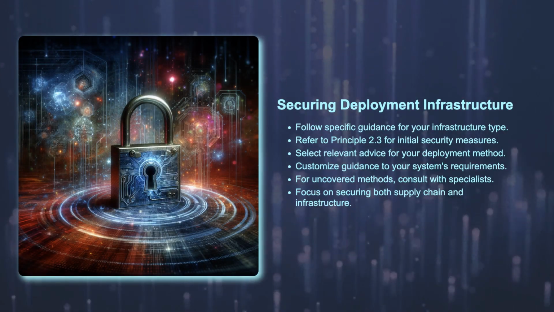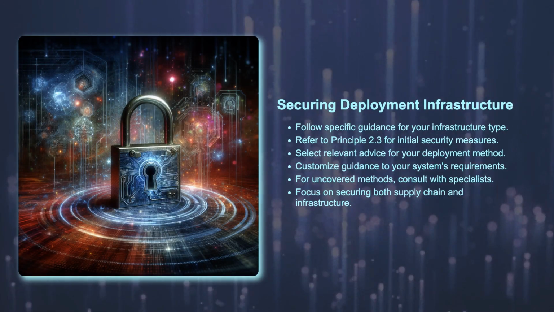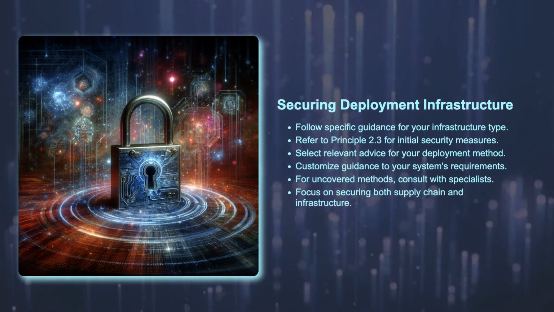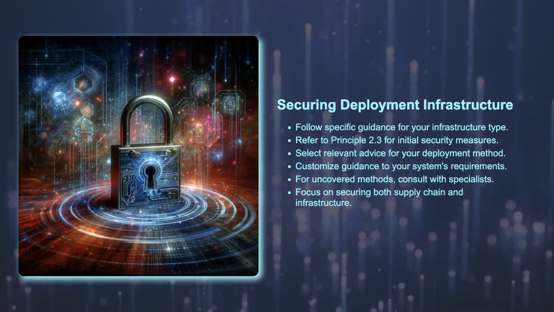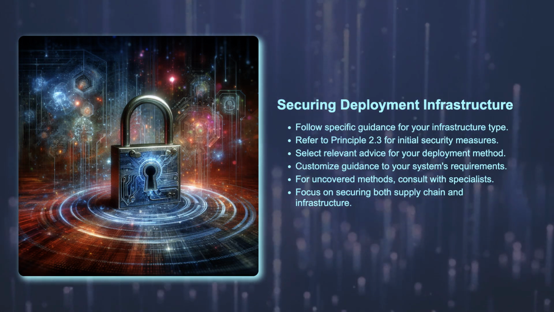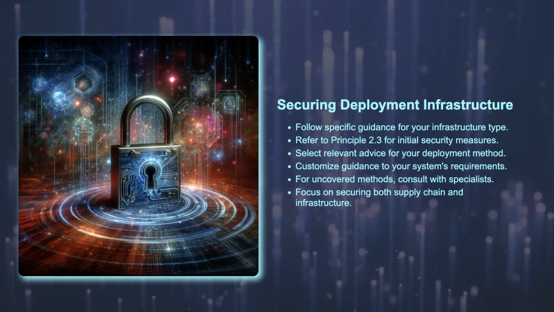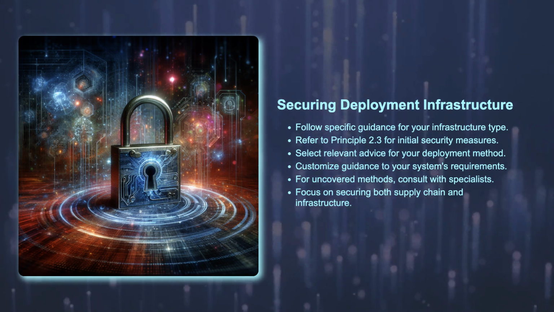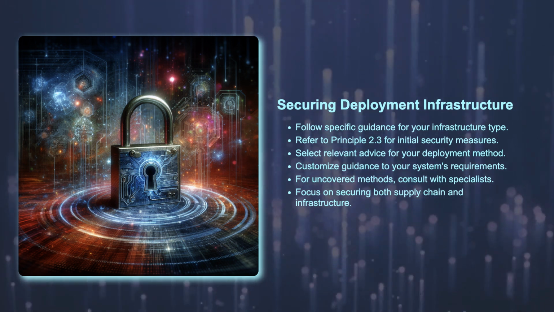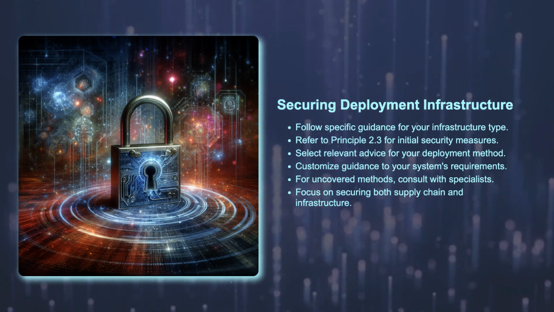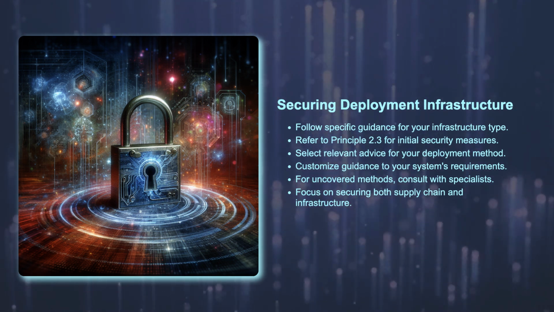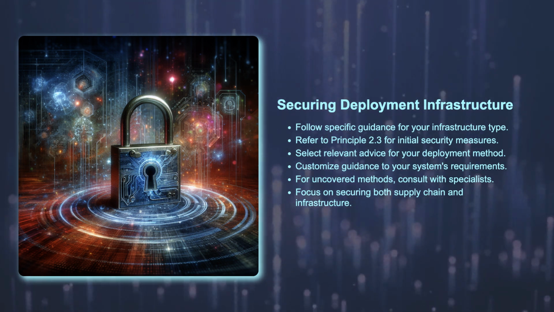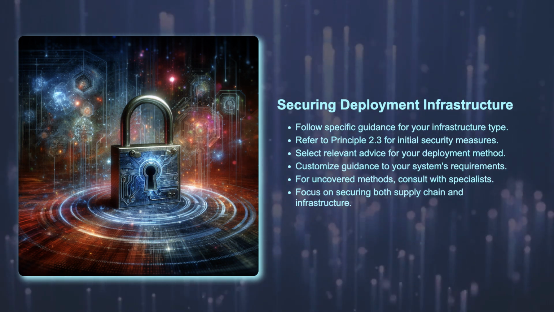Guidance. How you protect access to hardware and software will depend on your deployment infrastructure. It's important to follow the guidance relevant to your specific infrastructure. Principle 2.3, Requirements and development: Secure your supply chain and infrastructure has a list of security guidance. Use this as a starting point by selecting the advice relevant to your deployment method, then tailor this guidance to the requirements of your deployment system to meet your security requirements. Where your deployment method is not covered, seek specialist knowledge for your deployment type and how to protect that platform specifically.